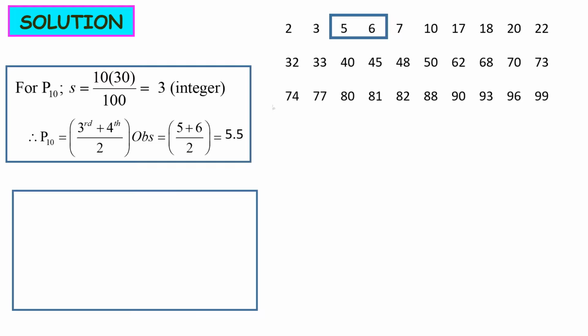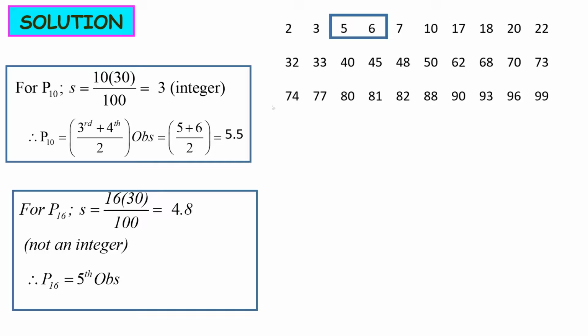Next, to find P16, we first need to find 16 over 100 of the data. 16 over 100 of the data is 4.8. Now we need to check if we are getting an integer value or a non-integer value. Since it's a non-integer value, we need to round up to the next integer, which is 5. So P16 is the fifth observation of this data, which is 7. Therefore P16 is 7.